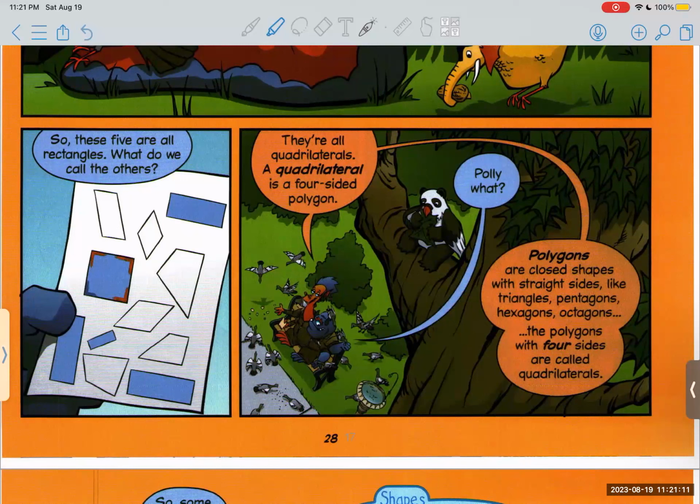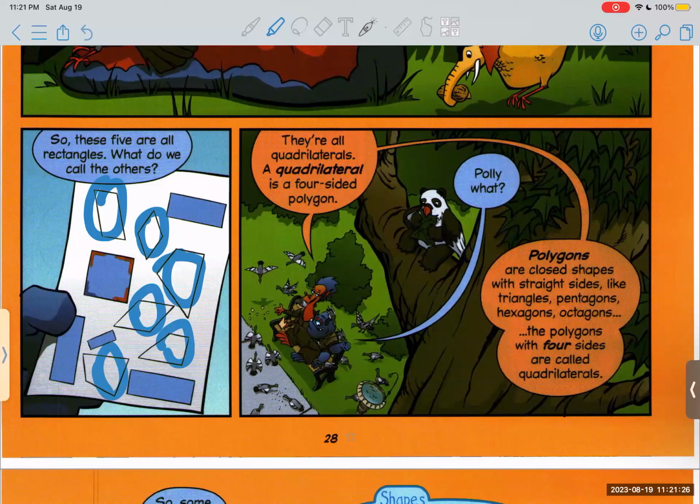Okay, so these five are all rectangles. What do we call the others? Well, they're all quadrilaterals. A quadrilateral is a four-sided polygon. Poly what? Polygons are closed shapes with straight sides, like triangles, pentagons, hexagons, and octagons. Polygons with four sides are called quadrilaterals.